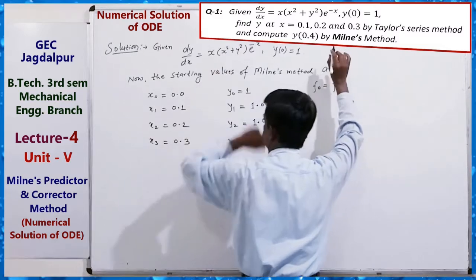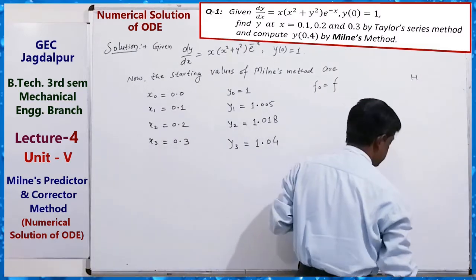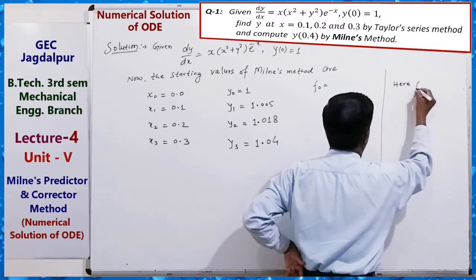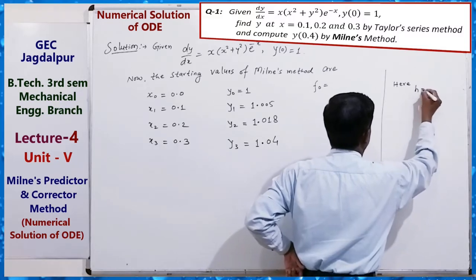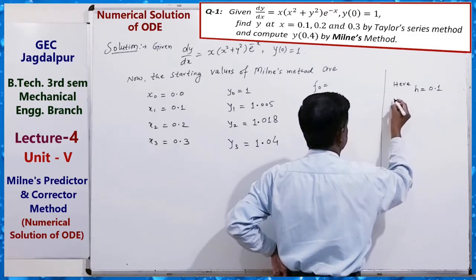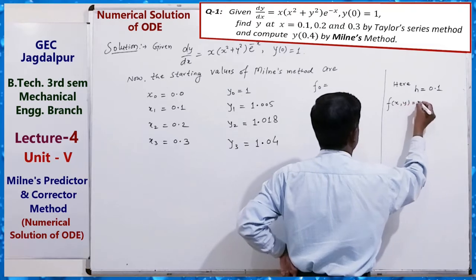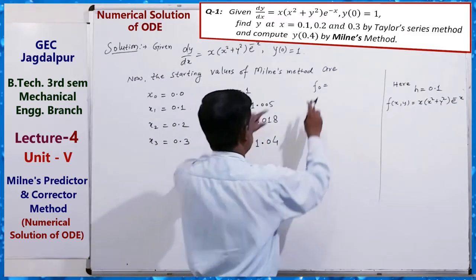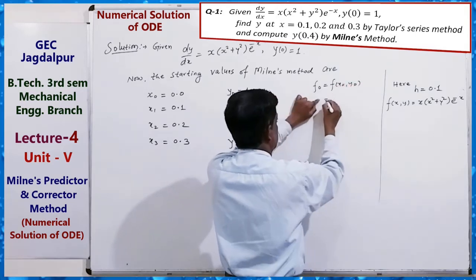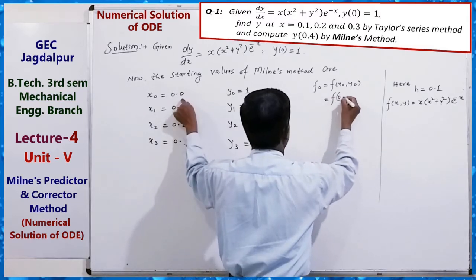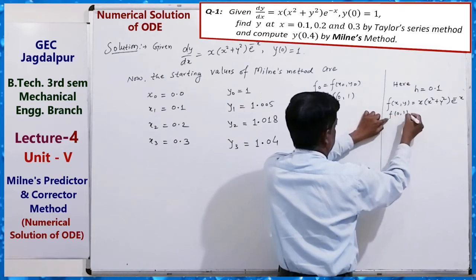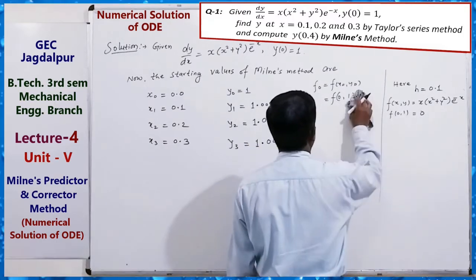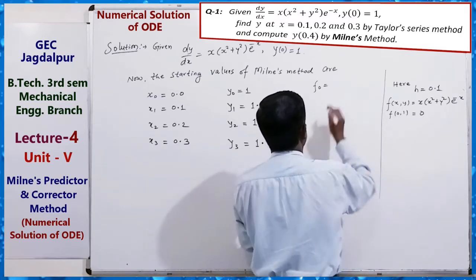Here f(x,y) equals x square plus y square times e to the power minus x, and h equals 0.1. Clear? Now f0 means f(x0, y0), and it can be calculated. With x0 equal to 0, f0 equals 0. Okay, so f0 equals to 0. Clear?